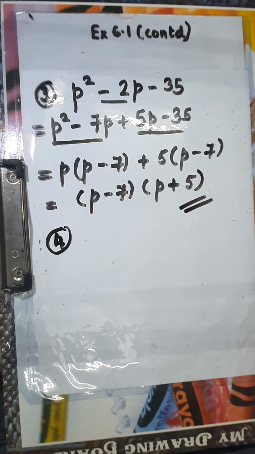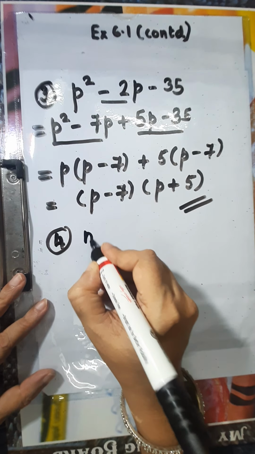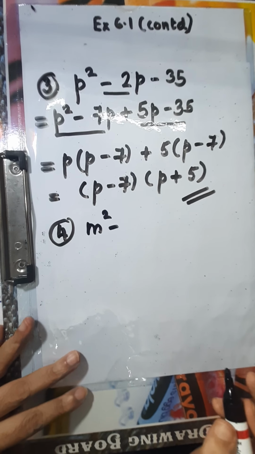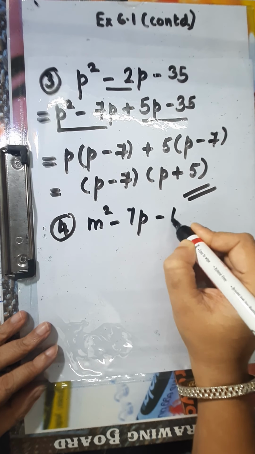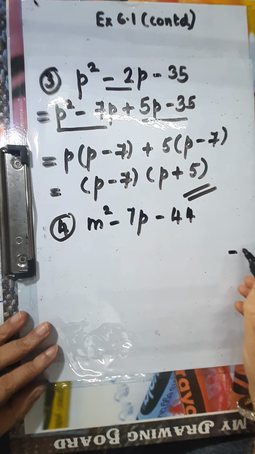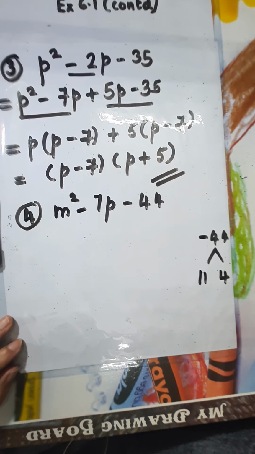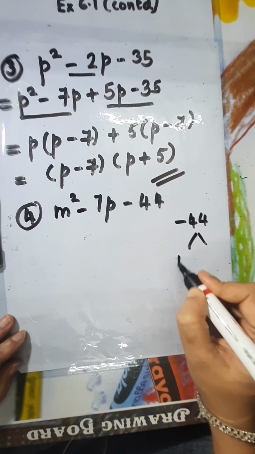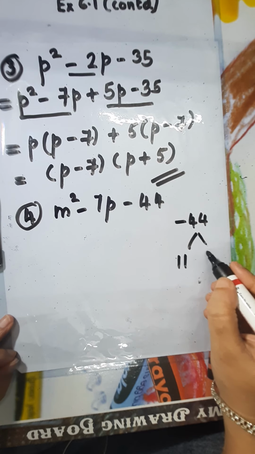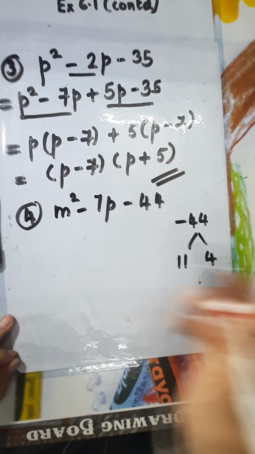Now, see the fourth sum. Now, I will take m square minus 7m minus 44. So, this is minus 44. 11 fours are 44. When I minus 11 and 4, am I getting minus 7? Yes, I am getting minus 7. Let's see it carefully. Minus 44.